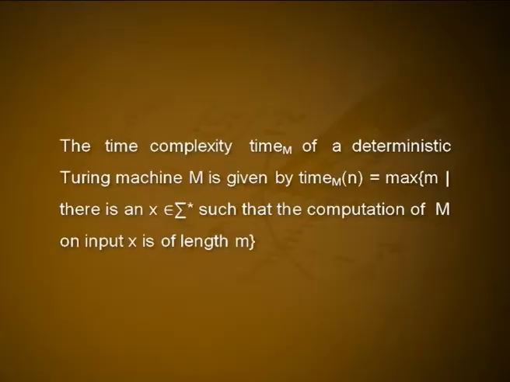Let M be a deterministic Turing machine and input x an element of sigma star. The time complexity time_M of a deterministic Turing machine M is given by time_M of n is equal to the maximum of the set of m such that there is an x element of sigma star such that the computation of M on input x is of length m. If time_M of n is O of n raised to k for some k greater than or equal to 0, then M is said to take polynomial time.